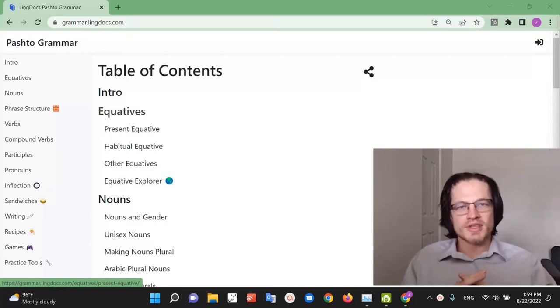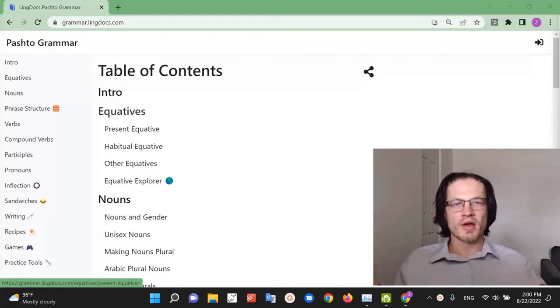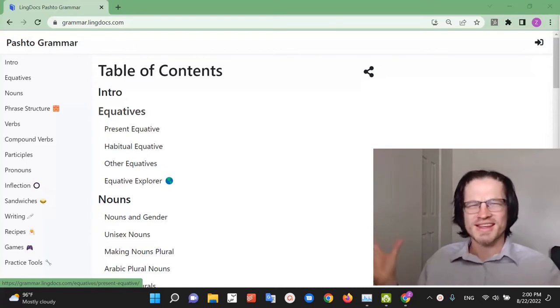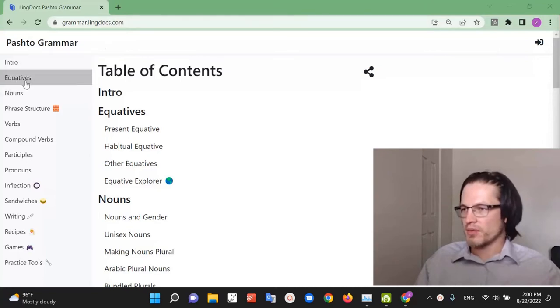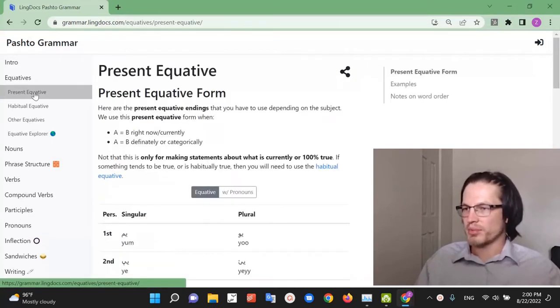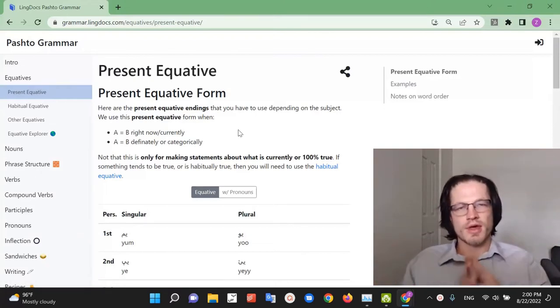Hey everyone, so today we're going to talk about present equatives. So first you're probably wondering, what in the world are present equatives? Well, let's go to grammar.lingdocs.com. We'll click on the left on equatives and then present equatives. Okay, so Lingdocs gives their own explanation of this. Feel free to read through that.